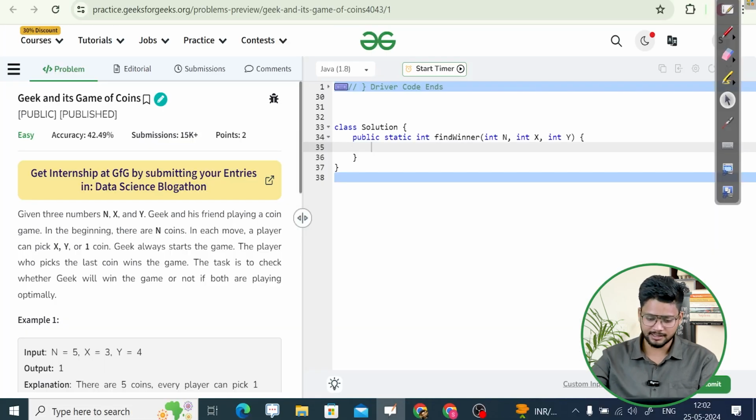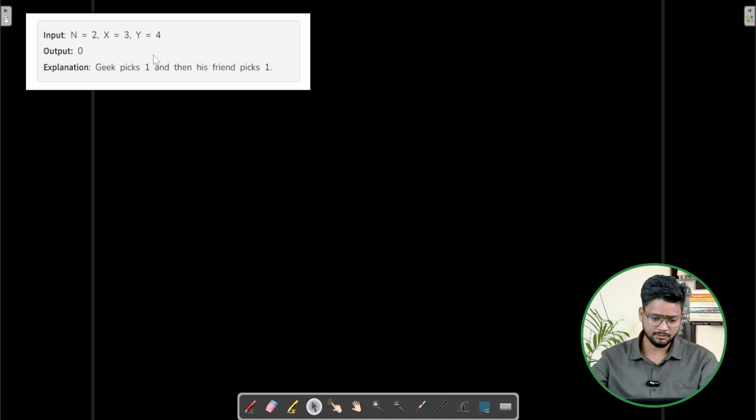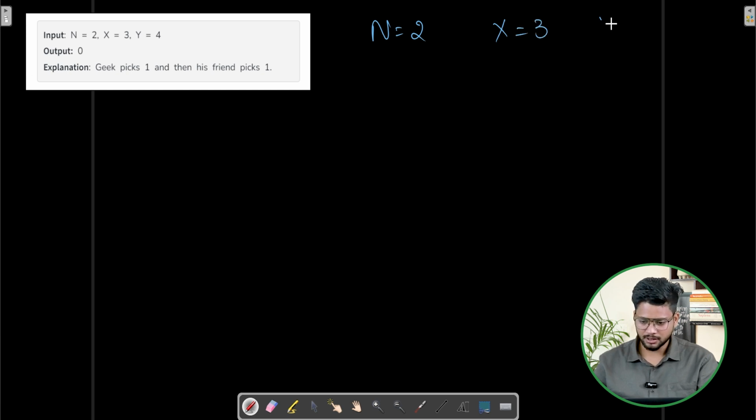Okay, let's take an example. They have given us one more example, and this is going to be our next example. There are a total of 2 coins, and they have given us X equal to 3, Y equal to 4, and we can also take 1 coin.